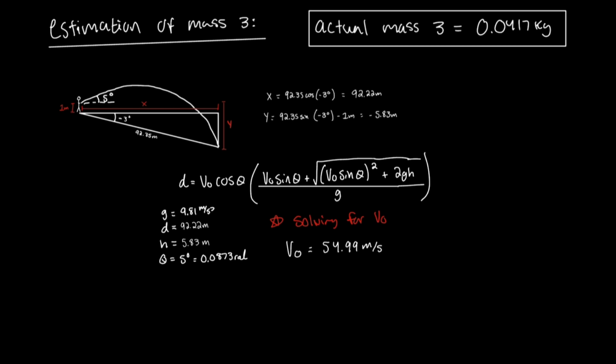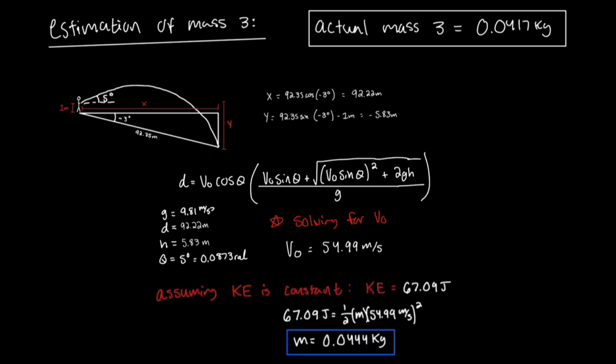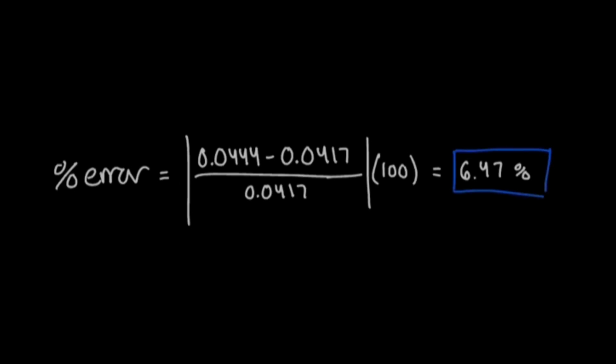And assuming kinetic energy is constant through every launch, 67.09 joules, we find that mass is 0.0444 kilograms. And the actual mass is 0.0417 kilograms. We find that the percent error is 6.47%.